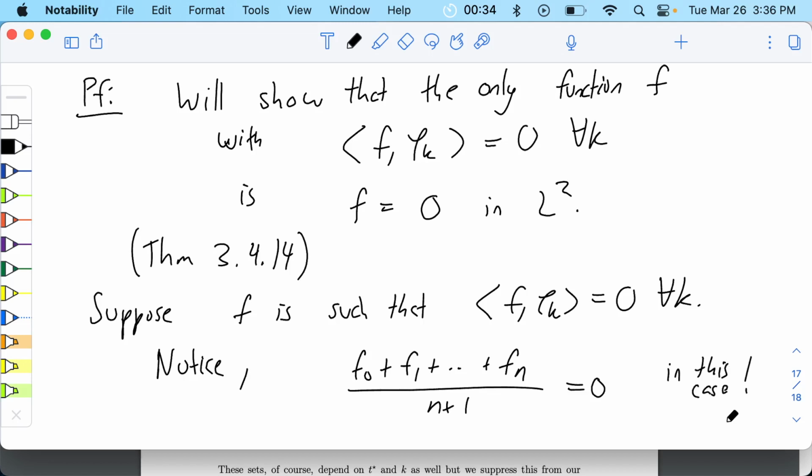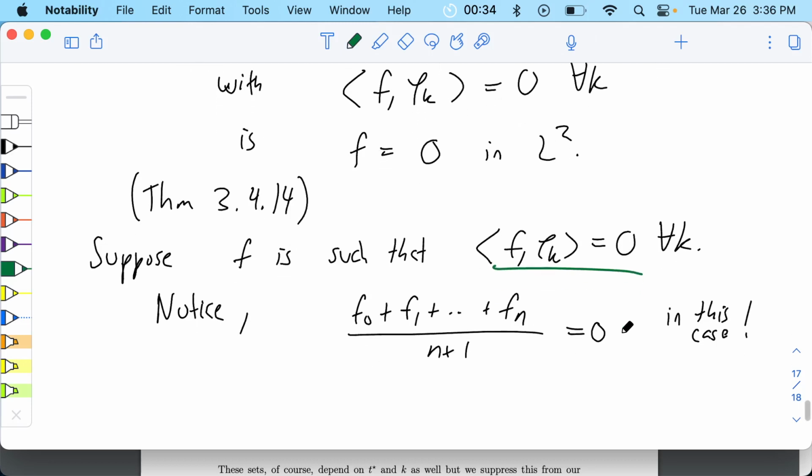Right? So the functions f0, f1, ..., fn were made of coefficients of the form f phi k. And so if f phi k is always 0, then any linear combination of them will be 0, and this is for any n. On the other hand, we just proved that this thing converges back to f, right?